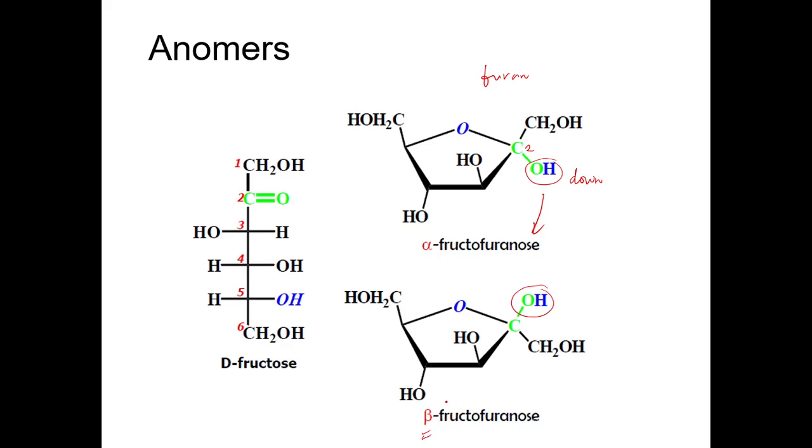Okay? So what will be the right name for this cyclic version ng ating fructose? So this one is an alpha fructofuranose. And then if you have the OH group above the plane, ayan, above siya, this will become beta fructofuranose. So this one is your linear, and then these are your two possible cyclic structures. Okay? And we determined the two possible anomers.